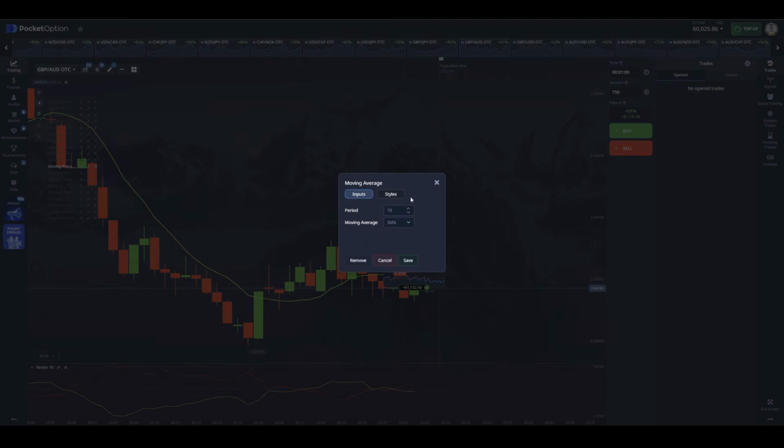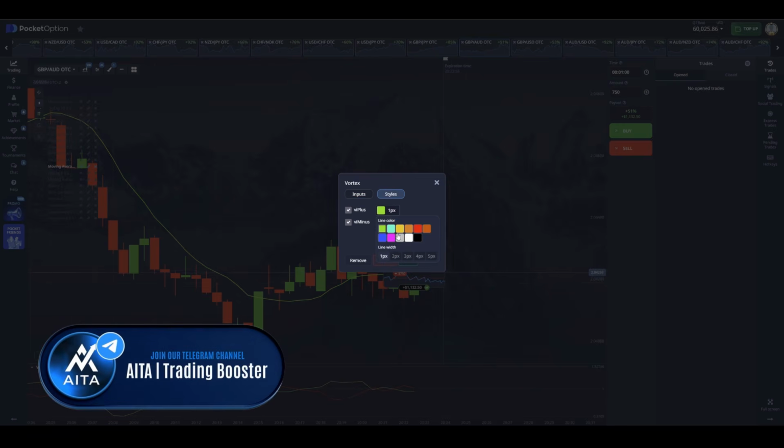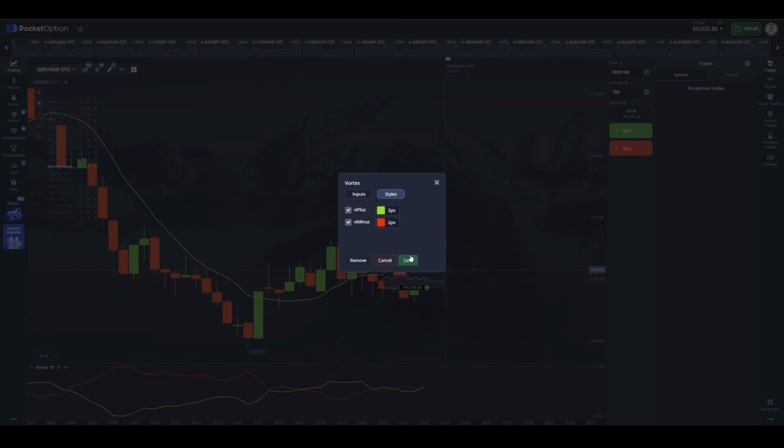Set the moving average period to 10 and leave the type as default. You can set the style to 2 pixels. For the vortex, we also set the period to 10, and in the style, we can also change everything to 2 pixels. This will be much better. We'll be able to see entry points more clearly. That was the second strategy, which is quite good.